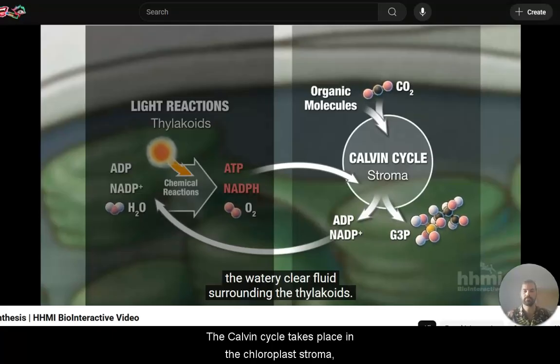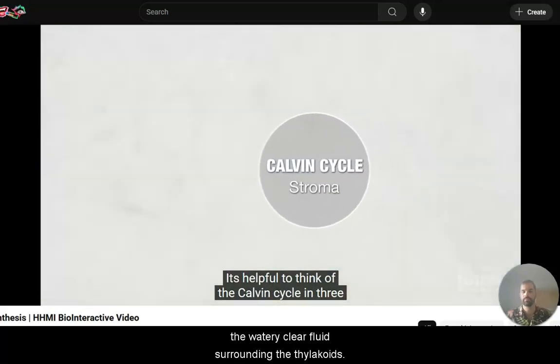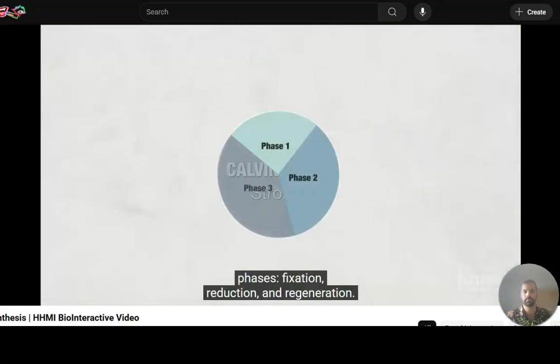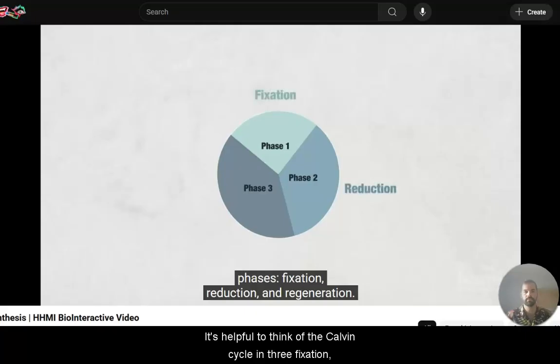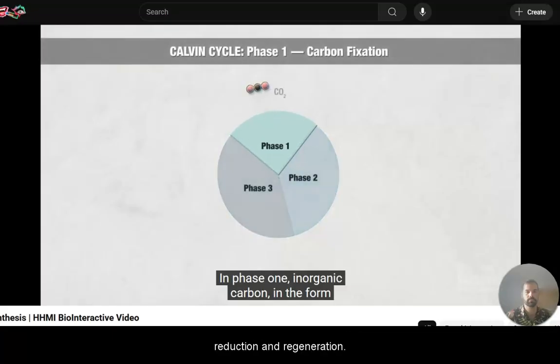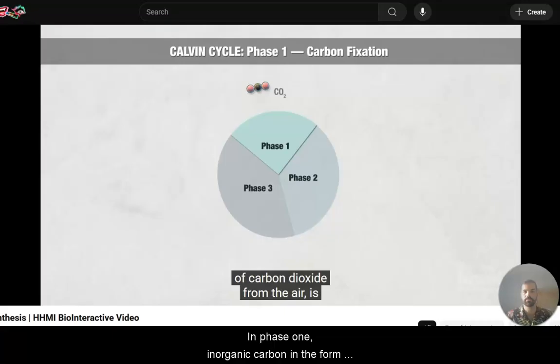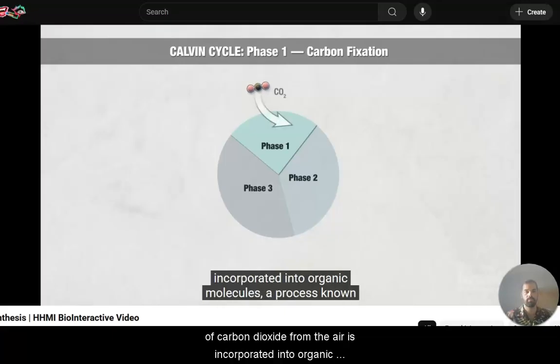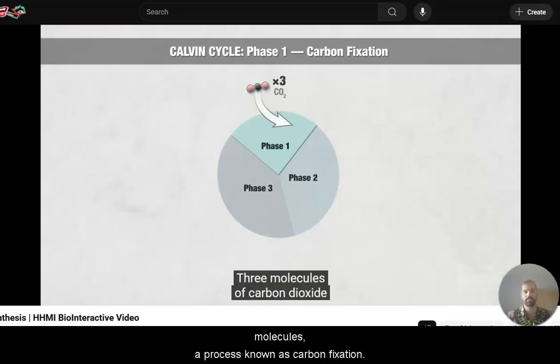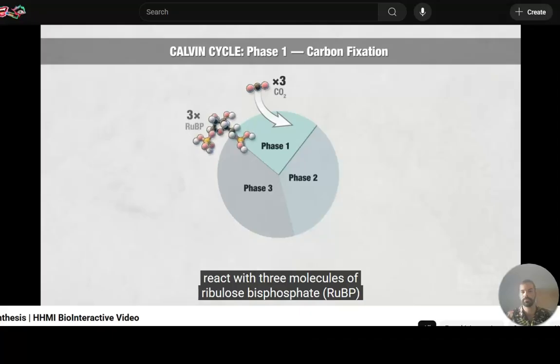The Calvin cycle takes place in the chloroplast stroma, the watery clear fluid surrounding the thylakoids. It's helpful to think of the Calvin cycle in 3 phases: fixation, reduction, and regeneration. In phase 1, inorganic carbon, in the form of carbon dioxide from the air, is incorporated into organic molecules, a process known as carbon fixation.